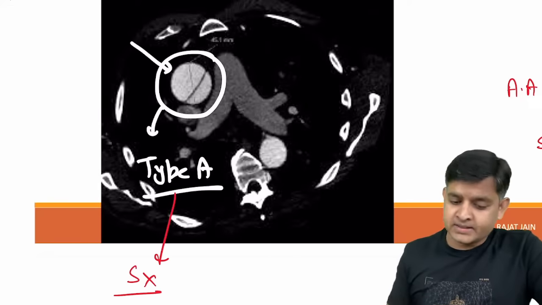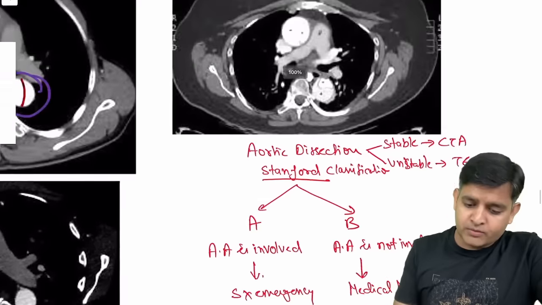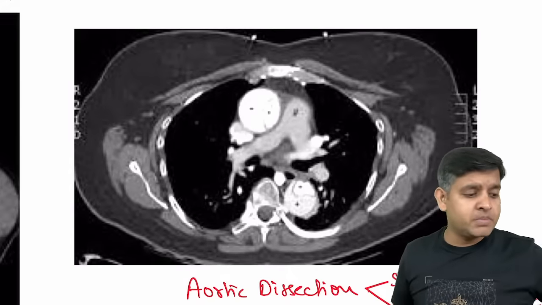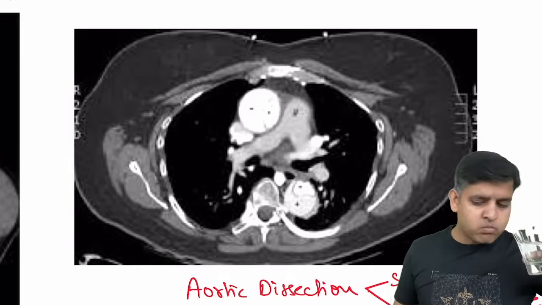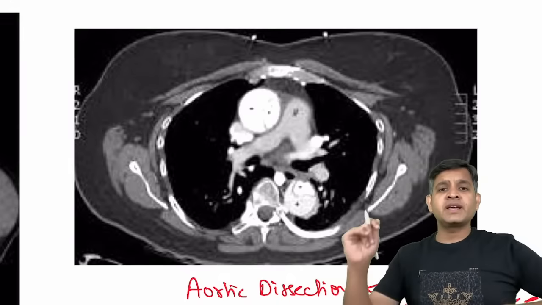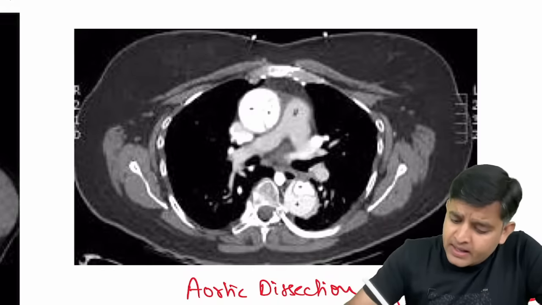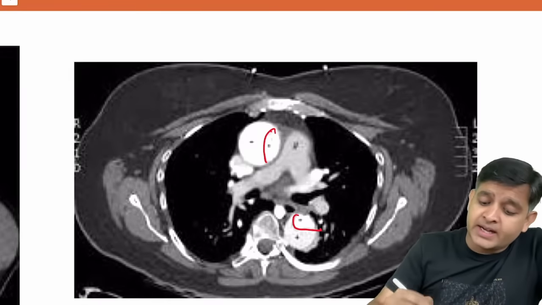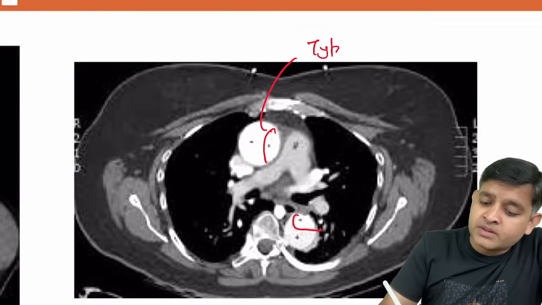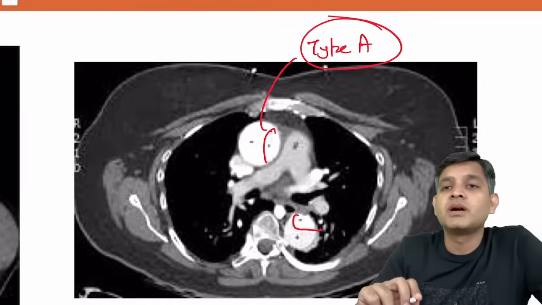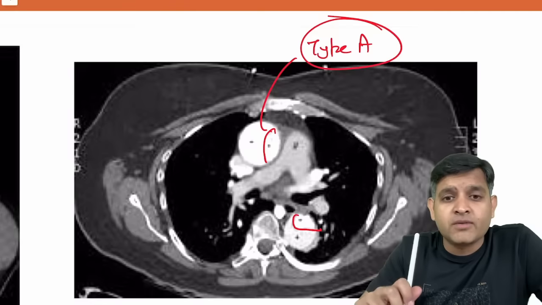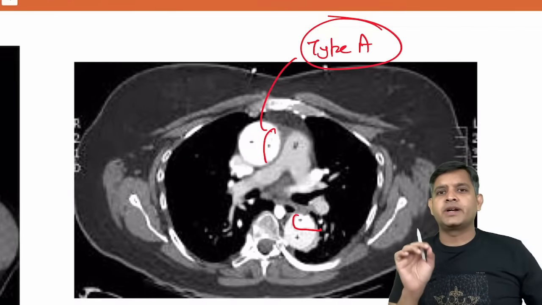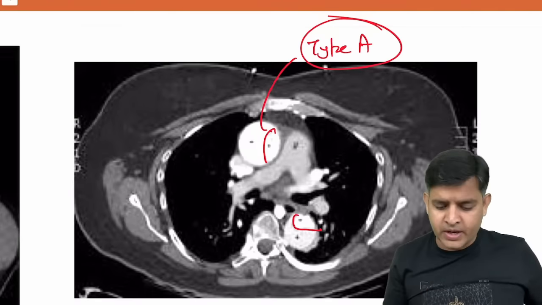Now, you have to tell me, what is this? Is it type A or type B? Here, the descending aorta is involved and the ascending aorta is involved. The moment the ascending aorta is involved, this will become type A. That's an important point that I want you to remember. Okay, good.